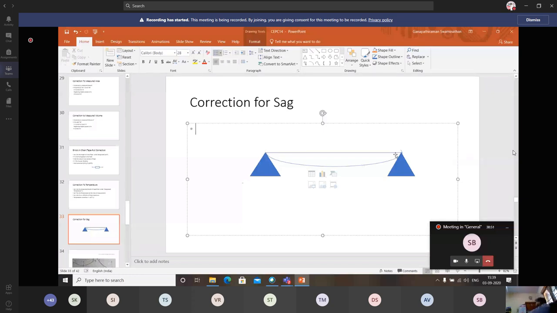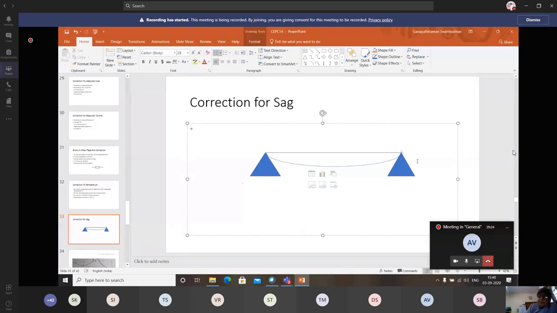Anybody? Parabolic. It is not parabola. Hyperbolic? No. It's something that starts with C. Catenary. Okay. So this shape is called catenary.